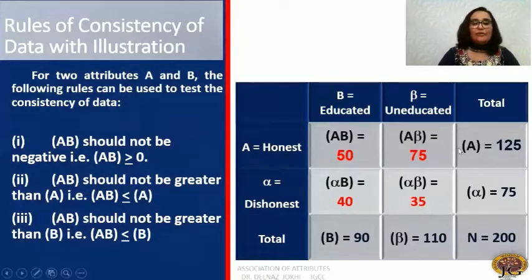Now let's come back to the rule over here. It says AB should not be greater than A. हमारे समय AB कितना है? 50. A कितना है? 125. अंदर का नंबर बाहर के टोटल से कम या छोटा या इक्वल होना चाहिए. 50 is less than 125? Yes. So the rule is satisfied.